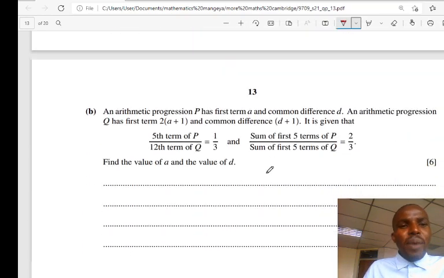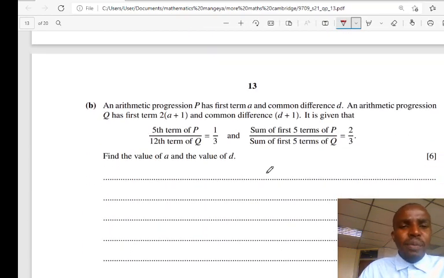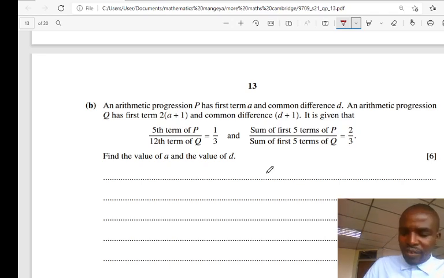Right, then part b. An arithmetic progression P has first term a and common difference d. An arithmetic progression Q has first term 2a plus 1 and common difference d plus 1. It is given that the fifth term of P equals that of Q. Then find the value of a and the value of d.